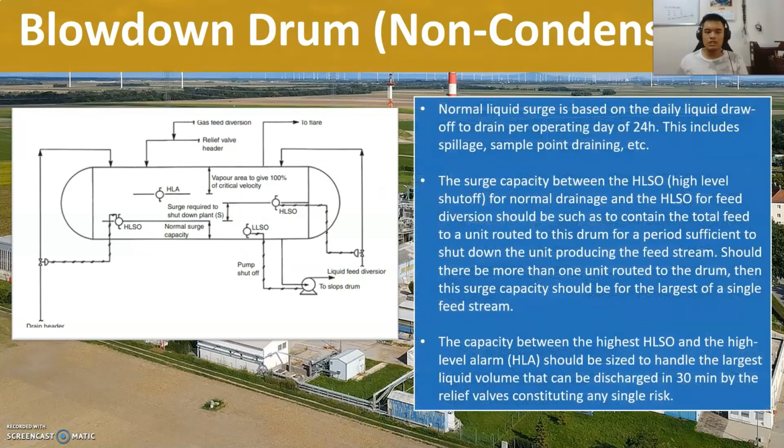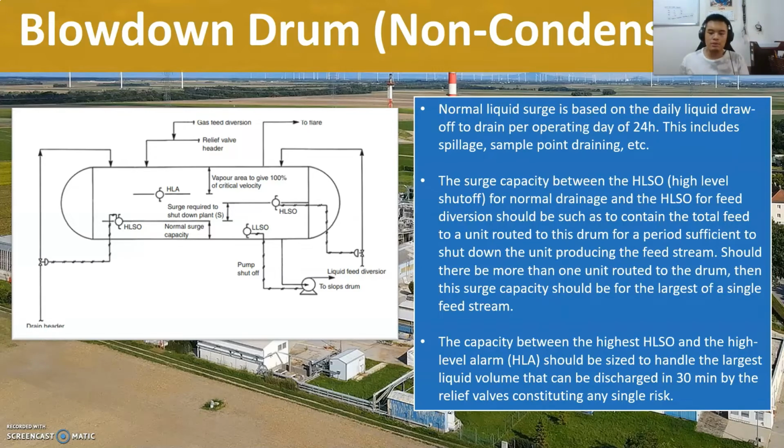Now, for the heuristics of the blowdown drum of a non-condensable configuration, normal liquid surge is based on the daily liquid draw-off to drain per operating day of 24 hours. This includes spillage, sample point draining, etc. The surge capacity between the HLSO, or the high-level shut-off, for normal drainage and the HLSO for feed diversion should be such as to contain the total feed to a unit routed to this drum for a period sufficient to shut down the unit producing the stream. Should there be more than one unit routed to the drum, then this surge capacity should be for the largest single feed stream.